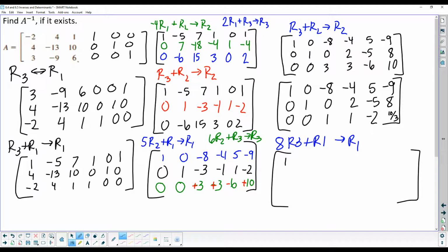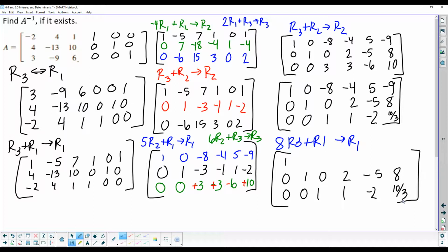So the top row is the one that's changing. The bottom row is not changing. And the middle row is not changing. 1, negative 2, and 10/3. Okay, so most of them are going to be okay. The last one's the only one that you have to be really careful with. I would just use your calculator. Do 8 times 10/3 plus negative 9 in your calculator.